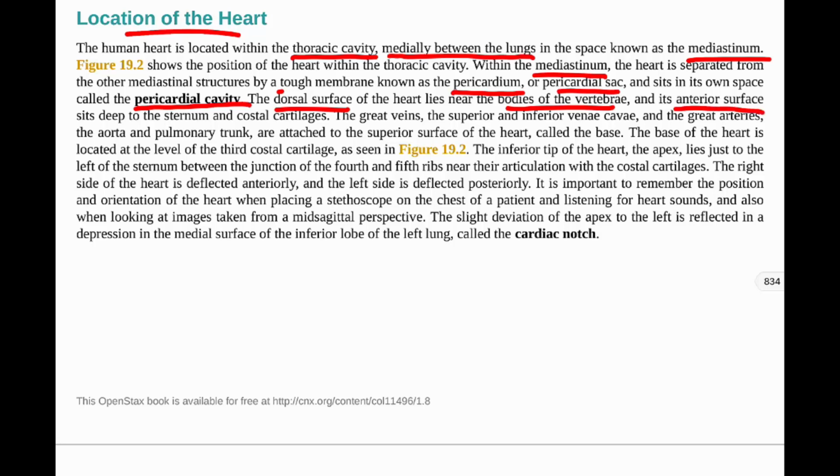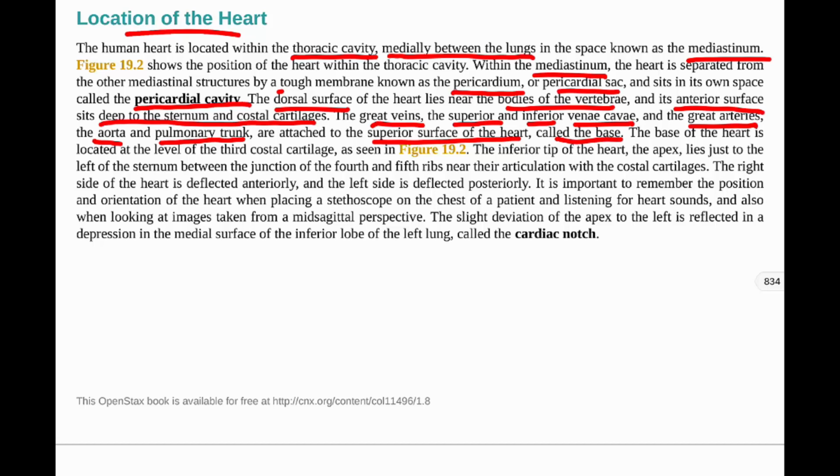Its anterior surface, remember that's the front surface, sits deep to the sternum and costal cartilages. Sternum meaning the joint of those three bones in the front, the sternum in the very center of the chest, and the costal cartilages, the cartilage that connects the sternum to the ribs up in the top area. The great veins, which are the superior and inferior vena cava, and the great arteries, which are the aorta and the pulmonary trunk, are attached to the superior surface of the heart. Remember, superior meaning top-ish, the superior surface of the heart is called the base.